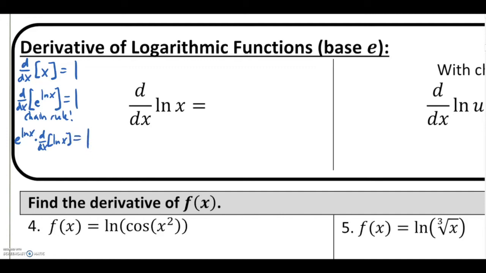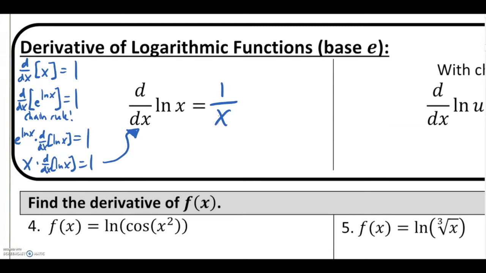But what I'm going to say is, e to the natural log of x, well, let's just change that back into what we know it equals. That just equals x. This is x times the derivative of natural log of x, and that equals 1. And if I divide both sides by x, what I'm going to get is that the derivative with respect to x of natural log of x is 1 over x.